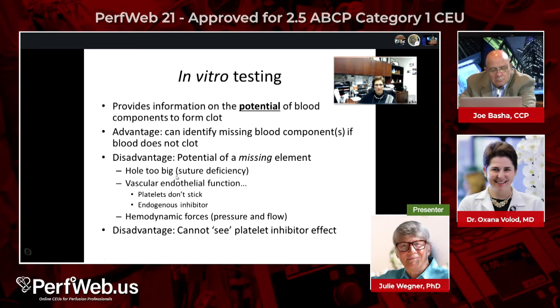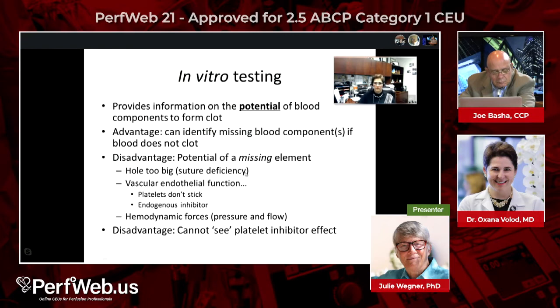The disadvantage of in vitro testing is that you may not be able to see everything. We're not measuring everything. Again, remember, we're missing the vascular component. And so what can happen is that you could still have a perfectly normal TEG, but you might have surgical deficiency if the hole is too big for the clot to form across. Again, as I indicated, you could have some vascular endothelial dysfunction or platelet dysfunction such that the platelets don't stick. Again, if the platelets don't stick, you're not going to get good clot formation. With an endogenous inhibitor of some sort, such as nitric oxide, you could have platelets not sticking. And then, of course, many of us know as perfusionists, as you're getting ready for the patient to go up to the ICU, you might want to make sure that the pressure never gets too high, because that could tear the clots away and cause bleeding again.